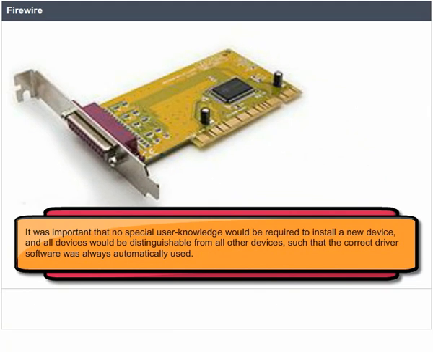It was important that no special user knowledge would be required to install a new device, and all devices would be distinguishable from all other devices, such that the correct driver software was always automatically used.